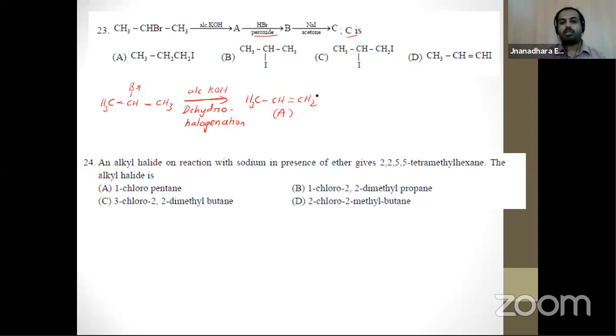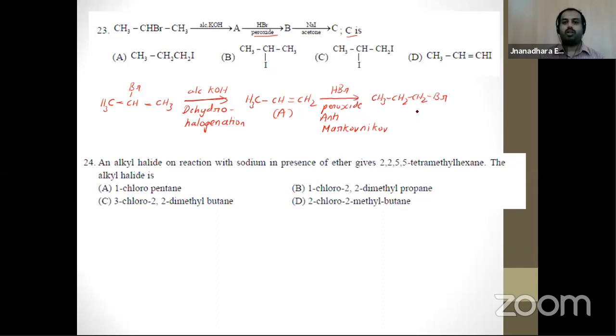Now what is compound A subjected to? A reaction with HBr in presence of peroxide. What kind of reaction is it? It is anti-Markovnikov addition. That gives you 1-bromopropane, CH3, CH2, CH2Br.